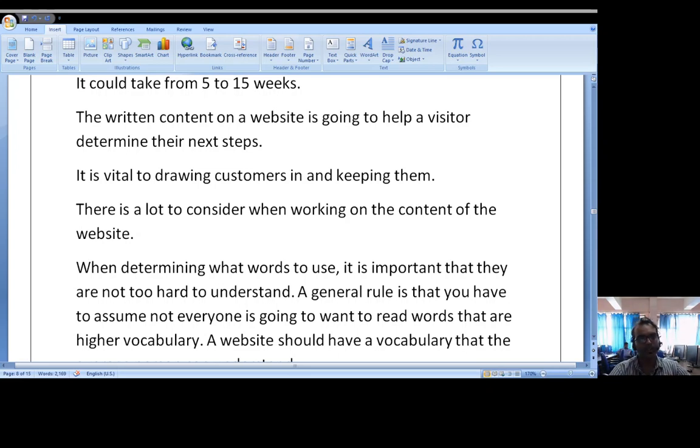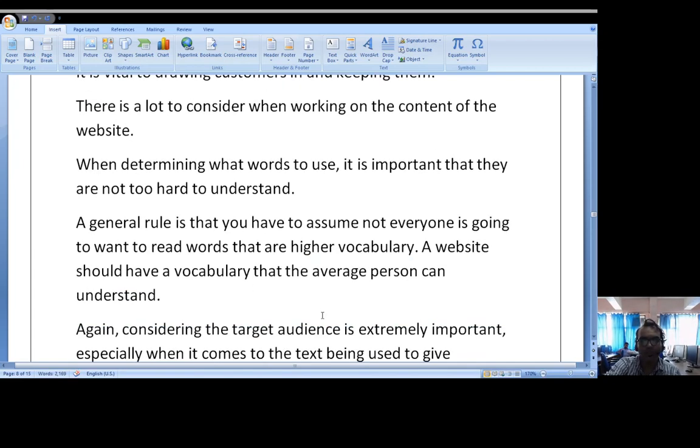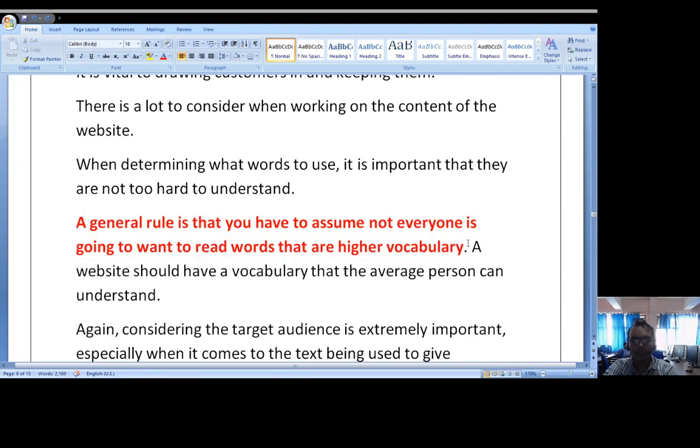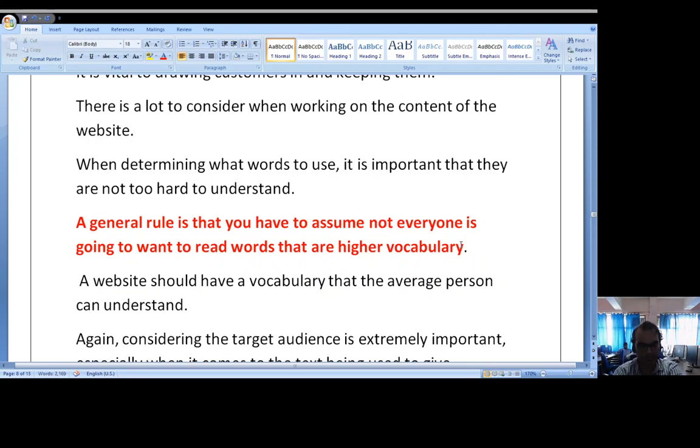So in general, we understand that words have a very important role to play. A general rule is that you have to assume not everyone is going to want to read words of a higher vocabulary. Sometimes it's the ego of a person that pushes them to do this. Whenever we know something, we try to vomit it in front of anyone, whether the person in front of us is able to understand or not, but we need to omit that, because that is a satisfaction of the ego of a person.